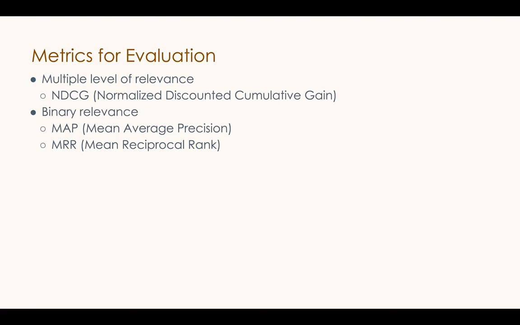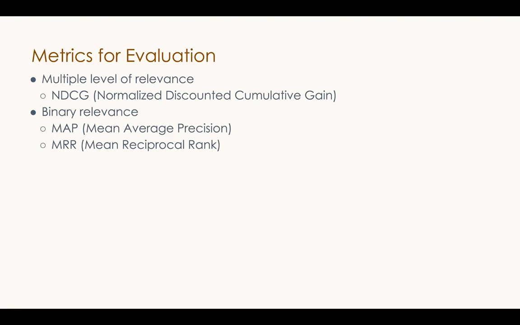Before we go into the algorithms, let's first talk about the metrics for evaluation. So how do we evaluate a good result, and how do we know that a result is good and a result is bad? Depending on the relevance scores, sometimes you get multi-level relevance scores, sometimes you get binary scores. And for multi-level scores, there's the normalized discounted cumulative gain. So that's NDCG.